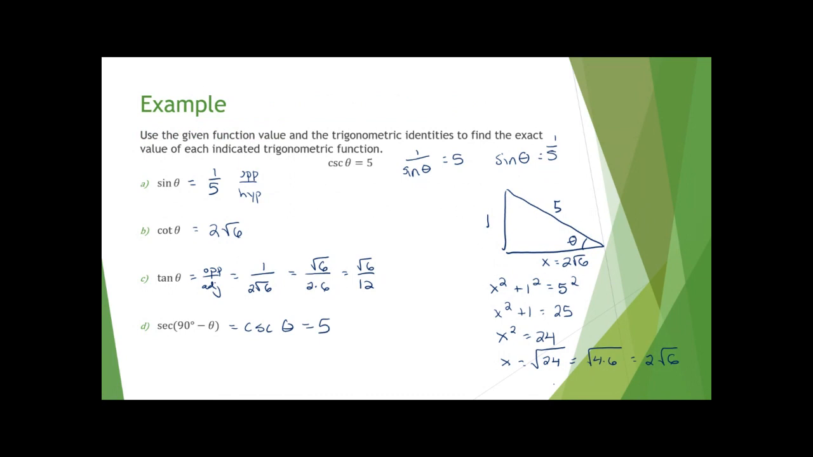So now, using just one trig function that they gave us, we were able to fill in the entire right triangle and be able to figure out all the other trig functions. Doesn't matter what the angle is. We don't need to know the angle. We can do everything with the right triangle here.